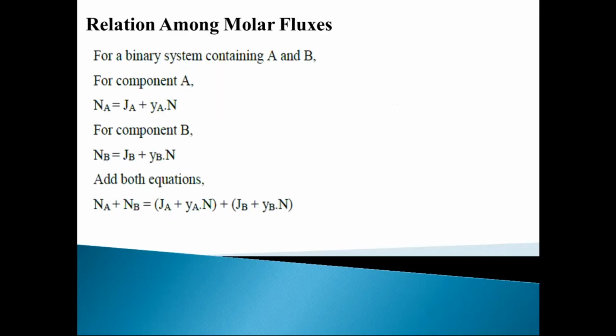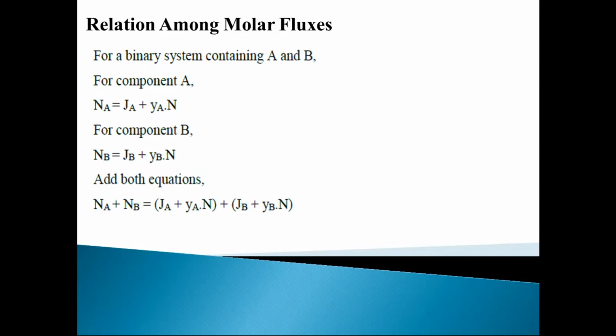Next, we will see one derivation today: the relation among molecular fluxes. For a binary system containing A and B, for component A, NA is equal to JA plus YA into N. What is a binary system? A binary system means any system consisting of two components. Suppose we have two components, A and B, in the binary system.